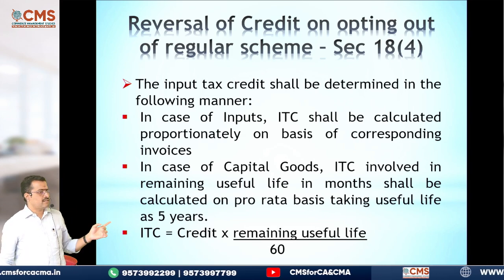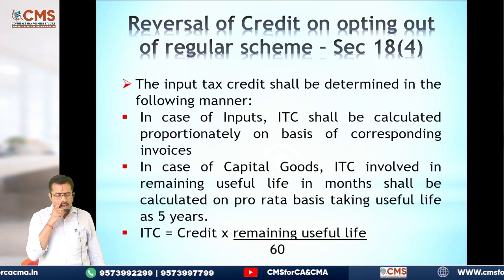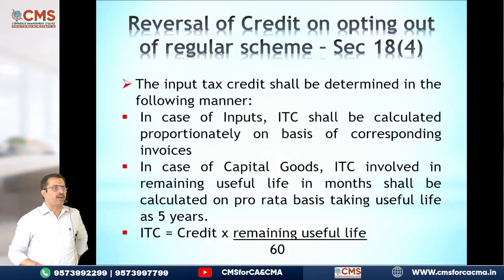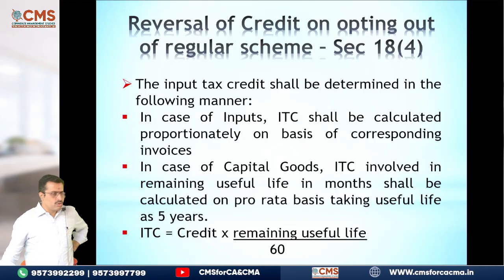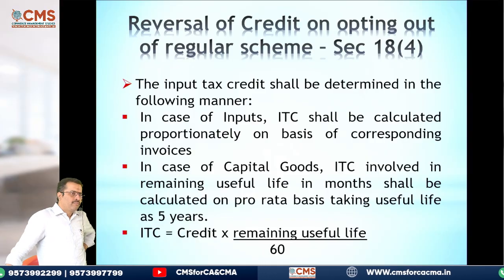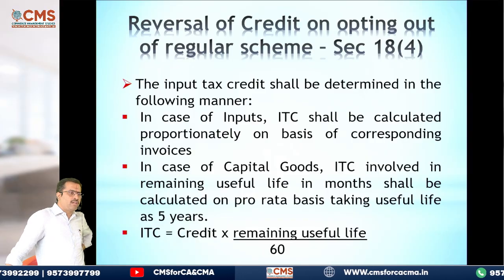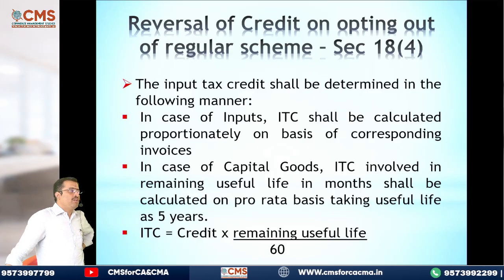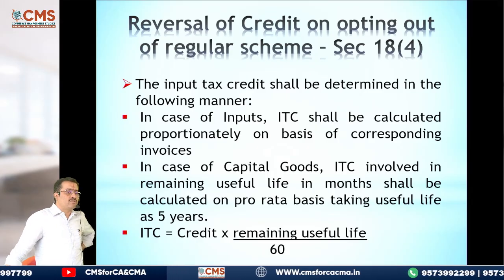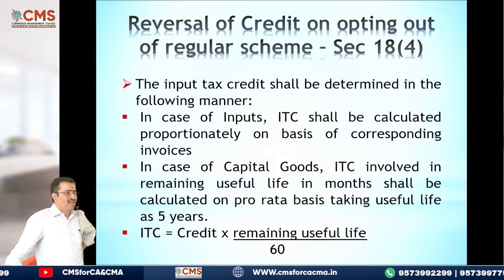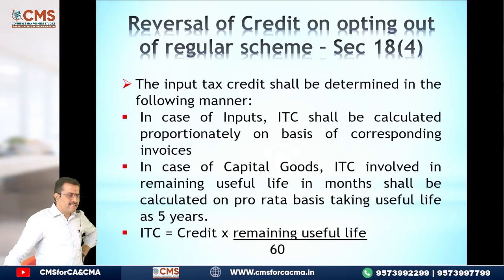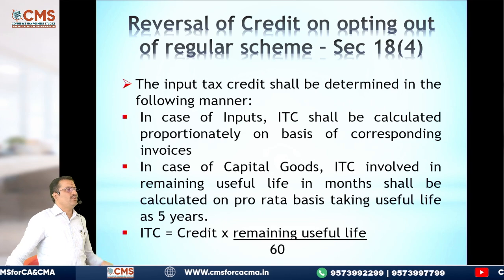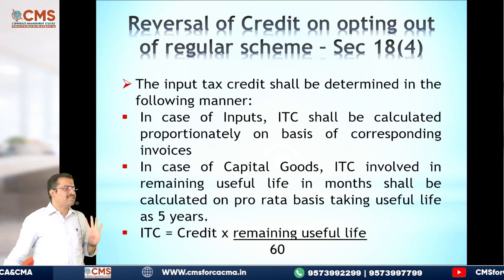Next, in case of capital goods, what will happen? ITC involved in the remaining useful life. Very important. For capital goods, what is the useful life? The useful life is 5 years. But we should not say 5 years, we have to say 60 months. Why, sir? The logic is very simple. You will be filing GST return on a monthly basis. That is why useful life you have to take as 60 months.